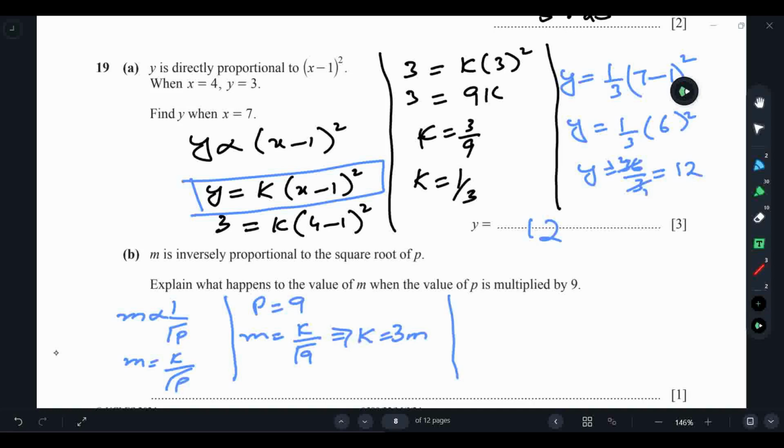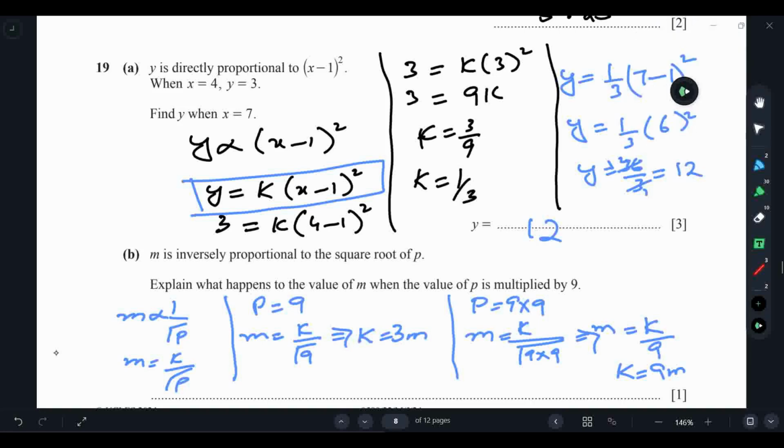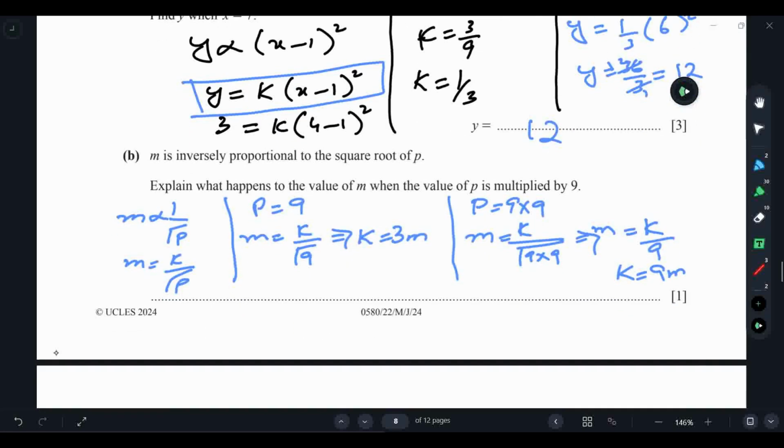Now they say what will happen when the value of p is multiplied by 9. So let's say p is now 9 multiplied by 9. In this case, m will be equal to k divided by square root of 9 multiplied by 9, which means m is equal to k by 9, and k will be equal to 9m. Now we can directly see the comparison that k is equal to 3m.